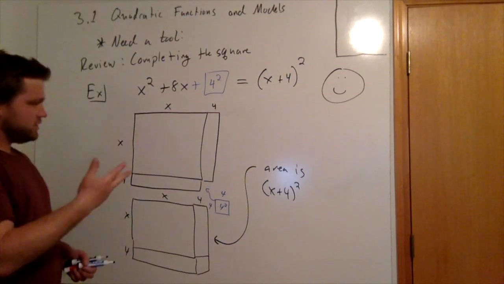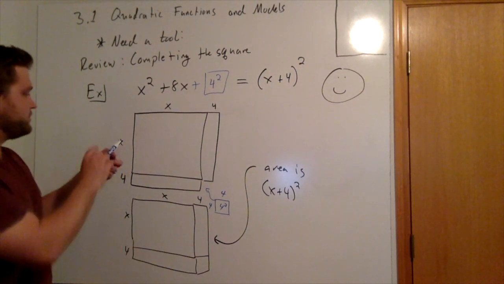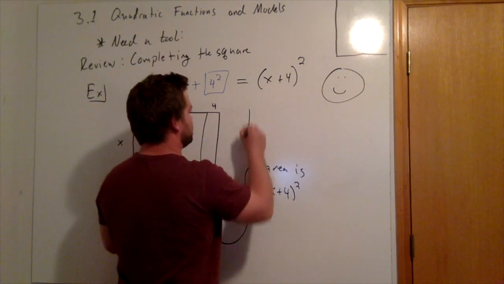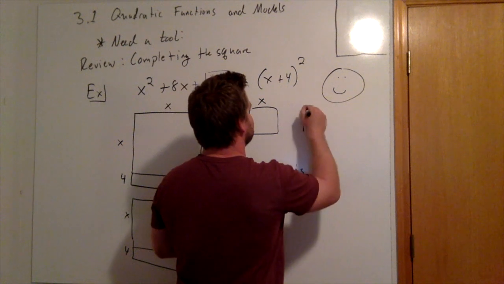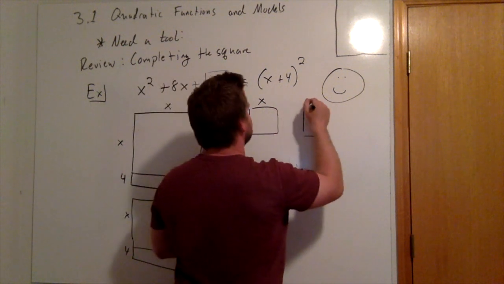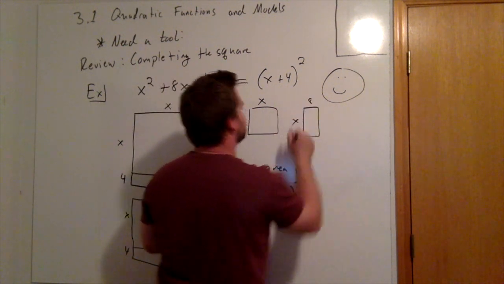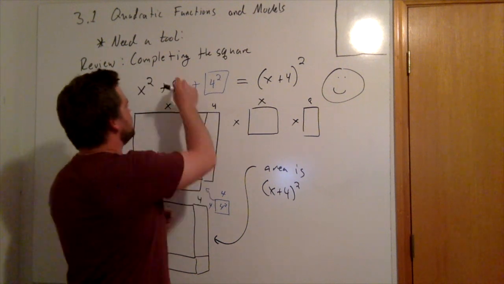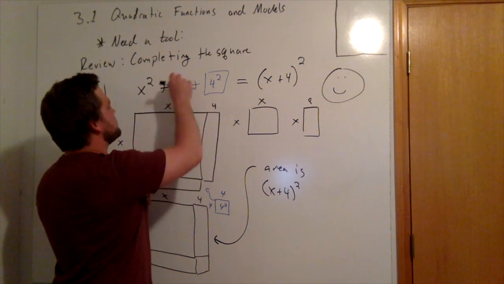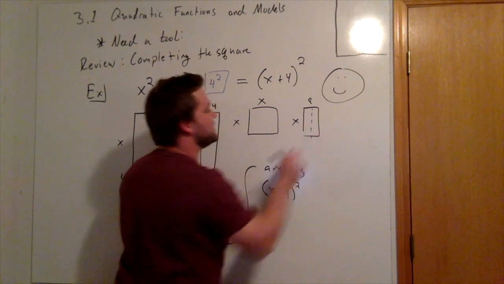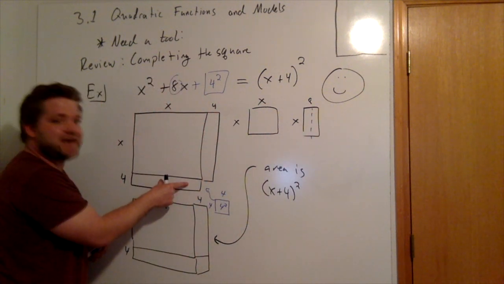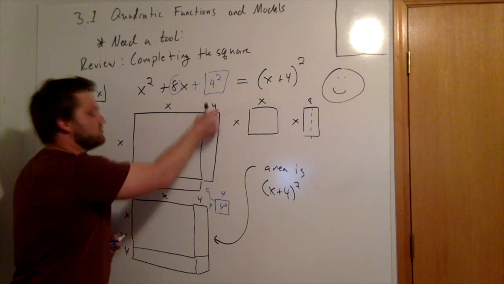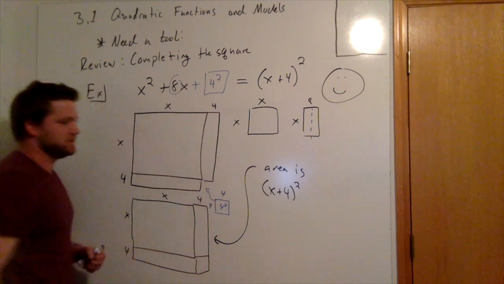So let's think about what we ended up doing here when we built this. Since I had this x by x box, notice what I did is I had this other piece, this 8 by x. I took this 8 here, cut it in half, and inputted those pieces right here. The piece I added was this 4 squared that I inputted right here to complete the square.